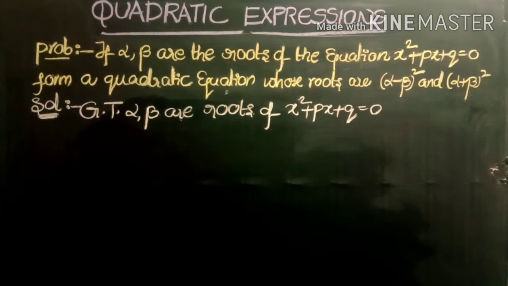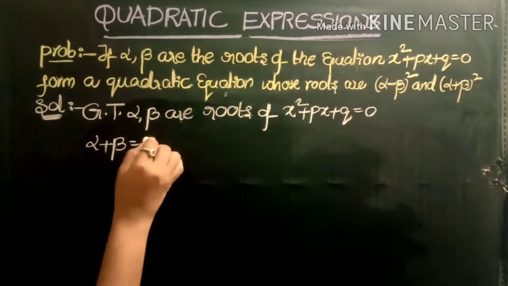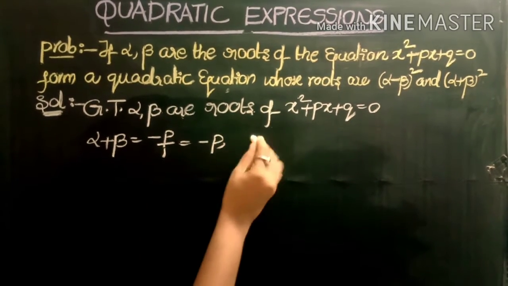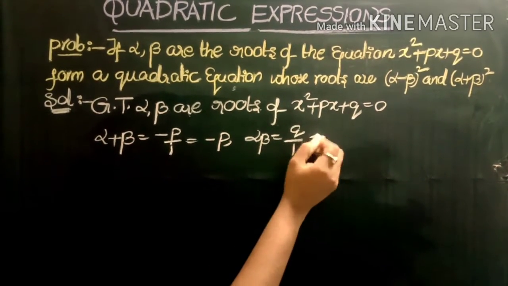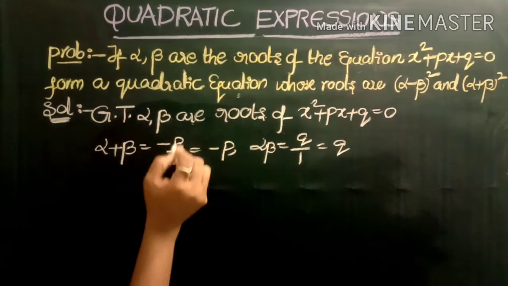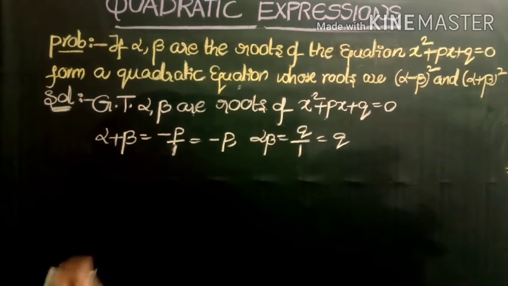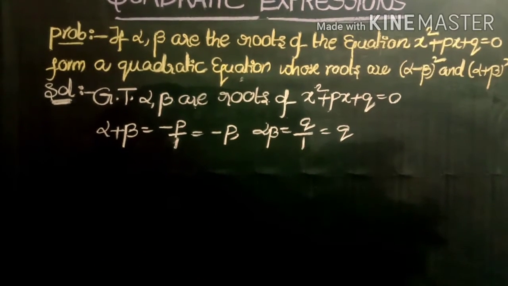In the condition here, given that alpha, beta are the roots of the equation x square plus px plus q is equal to 0, then the sum of the roots alpha plus beta is equal to minus p by 1, that is minus p, and the value of alpha into beta is equal to c by a, that is q by 1, equals q. Minus b by a is minus p by 1, which is minus p. So alpha plus beta is equal to minus p and alpha into beta is equal to q.